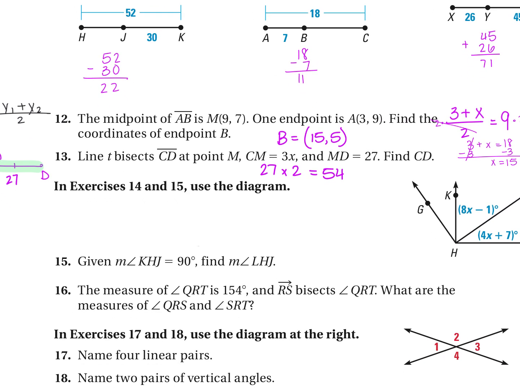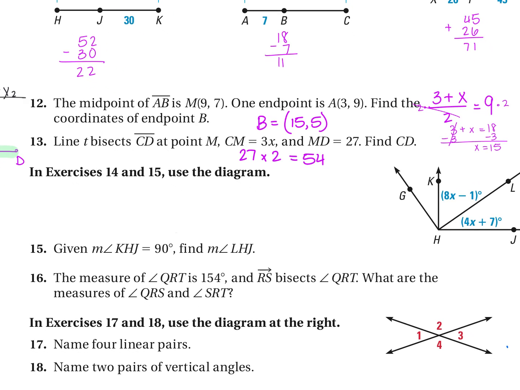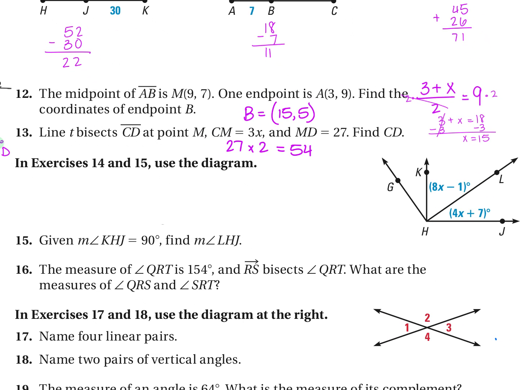All right, looking at 15, it says in exercise 14 and 15, but there is no 14, use the diagram. So first thing I'm going to do is look. KHJ is 90 degrees. So I'm going to draw my little 90-degree segment. And they want me to specifically find angle LHJ. So first thing I'm going to do is I need to solve for x.